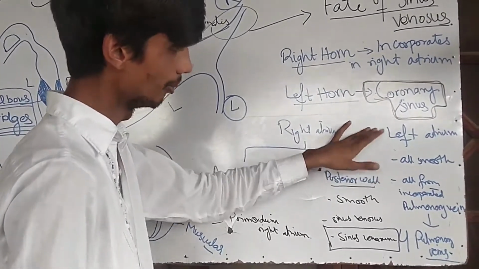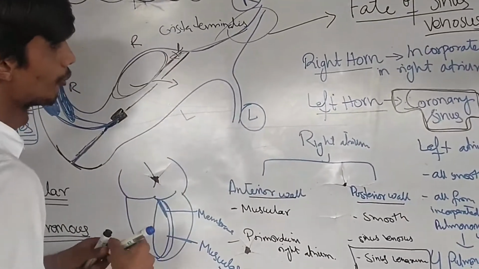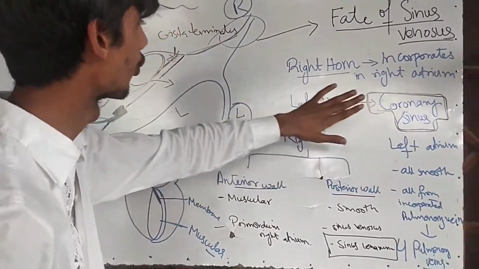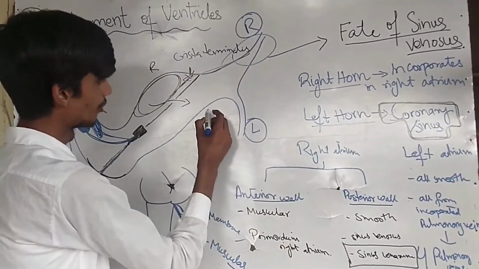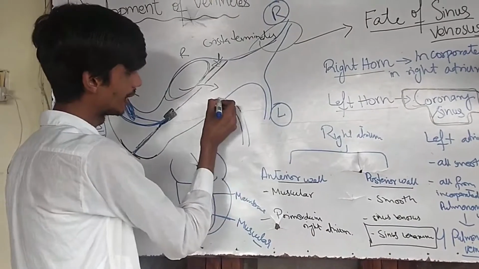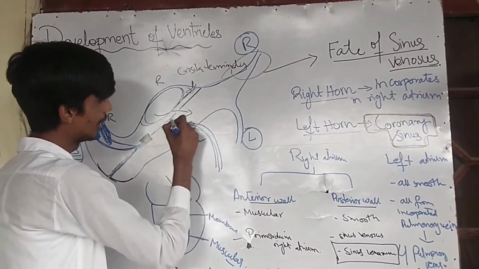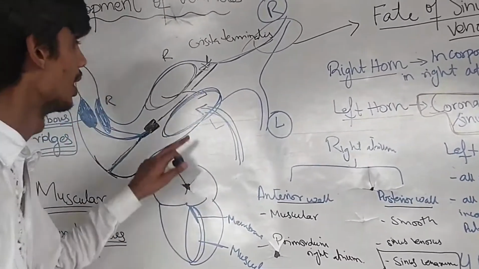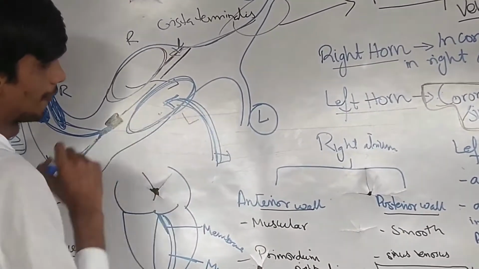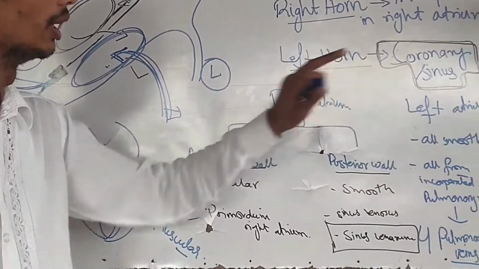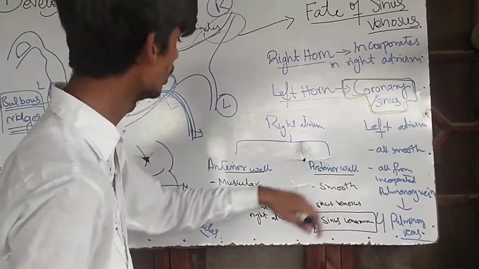So about the left atrium, it is all smooth. Why? Because most part of the left atrium is basically from the fusion of part of the sinus venosus, and there is basically incorporation of the pulmonary vein. There is a vein, the pulmonary vein, carrying the oxygenated blood from the lungs, and it drains into the left atrium, and then this pulmonary vein is incorporated inside the left atrium, forming all the smooth part of the left atrium. Somehow the sinus venosus contributes, but the major contribution is from the pulmonary vein.